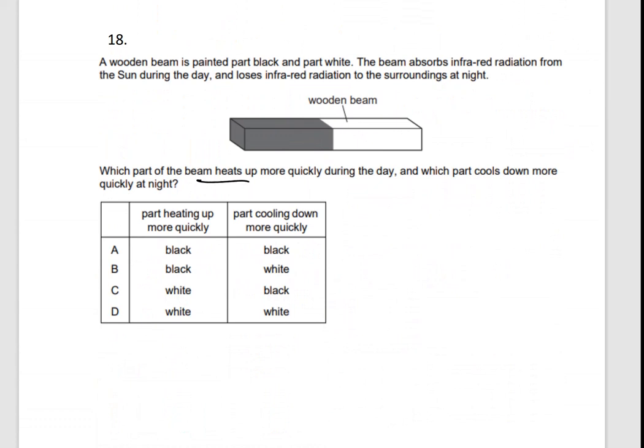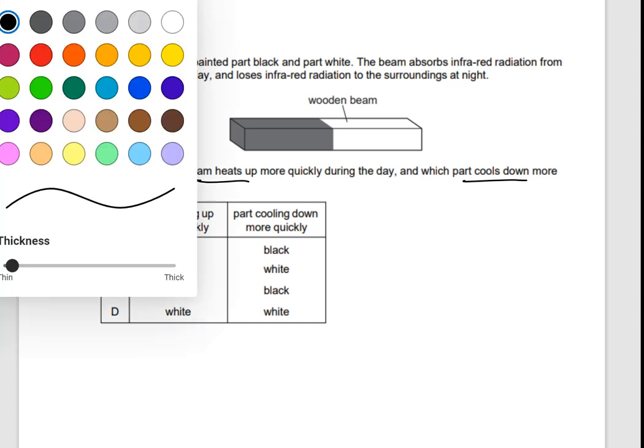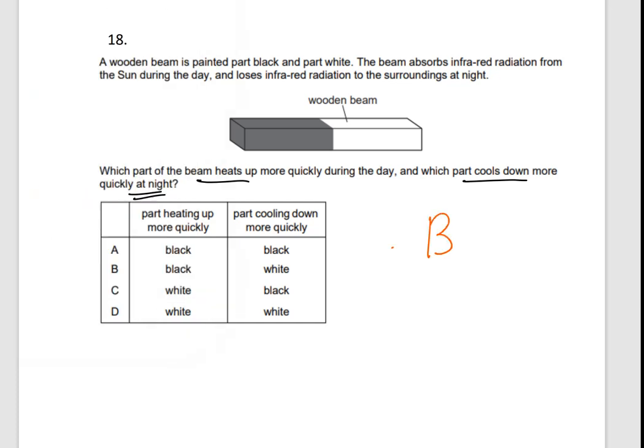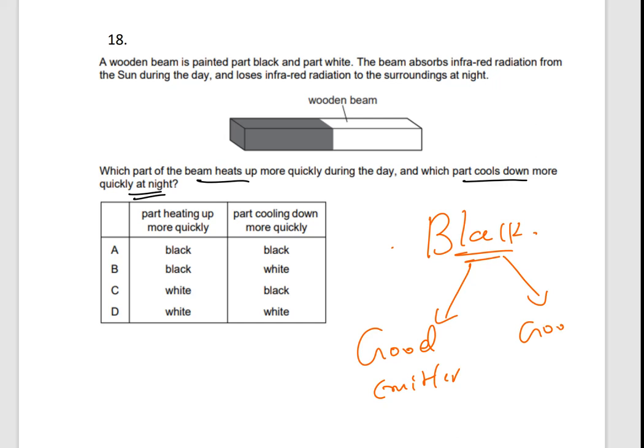Which part of the beam heats up more quickly during the day and which part cools down more quickly at night? This question is on a very simple concept: all the black surfaces are good emitters, as well as good absorbers of heat. So the part heating up more quickly would be black. The part cooling down more quickly would also be black. Answer is A.